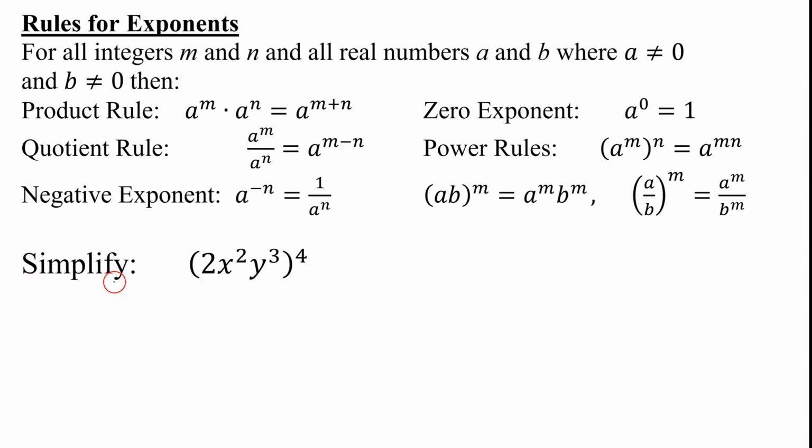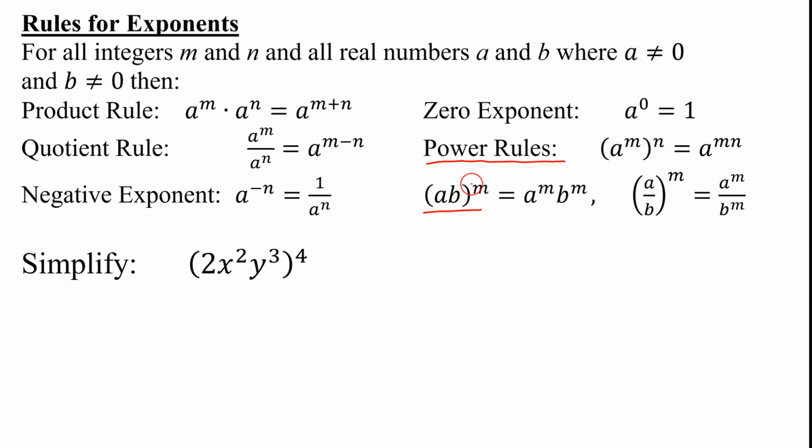In this example, I need to simplify the quantity 2x squared y cubed, all raised to the 4th power. If you notice, inside the parentheses, the 2 is multiplied by the x squared, which is multiplied by the y cubed. So I have a product raised to a power. So I'm going to use the power rules. And to start with, I'm going to use this one.